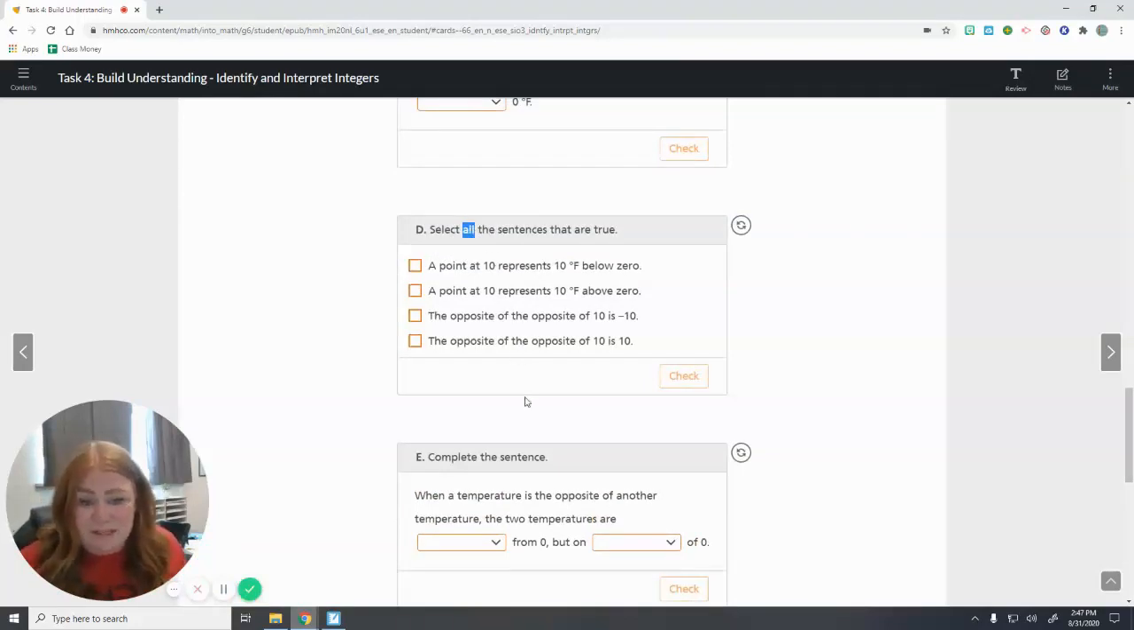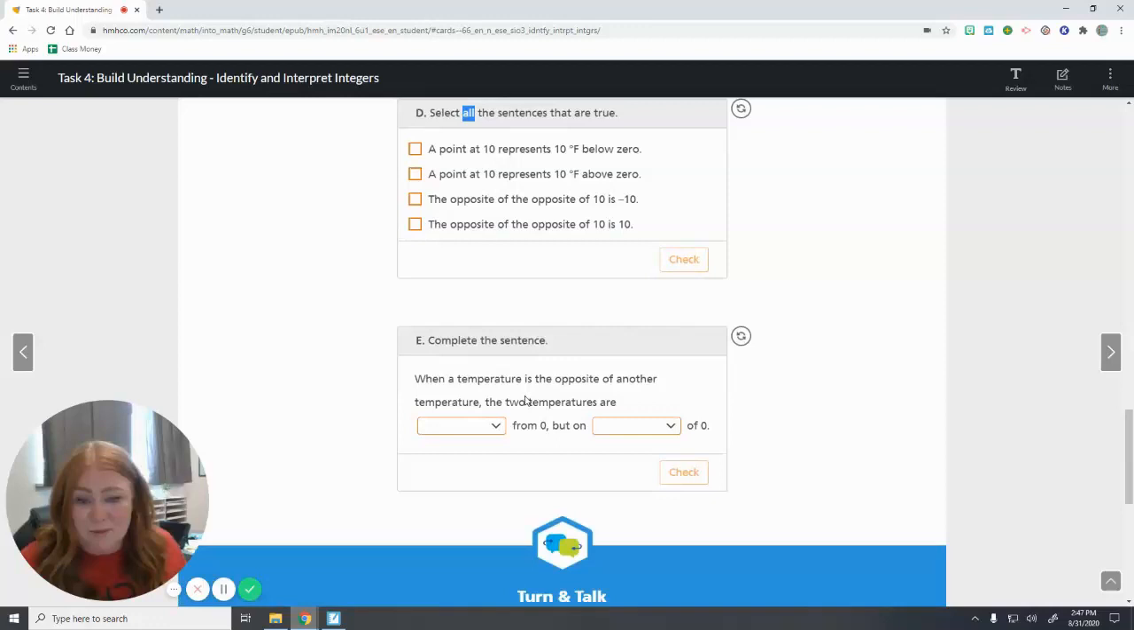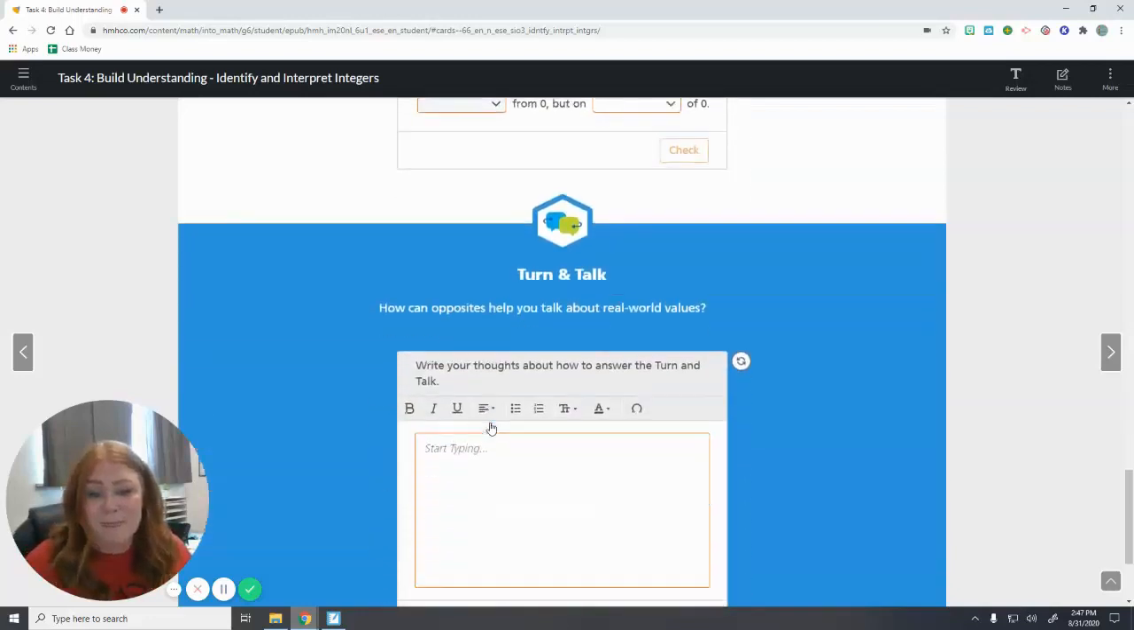Pause the video if you need to finish that, and then come back to do E. We're almost done for today. When a temperature is the opposite of another temperature, the 2 temperatures are blank from 0, but on blank of 0. So again, we're just using that definition of an opposite. They are the same distance from 0, but they're on opposite sides of 0.